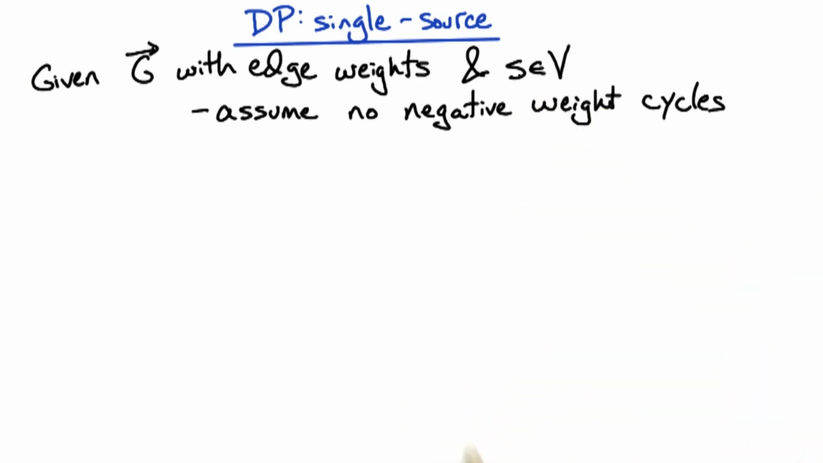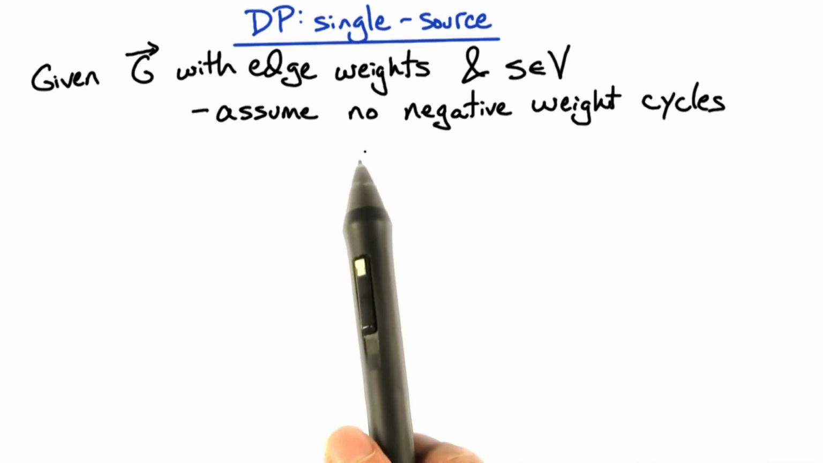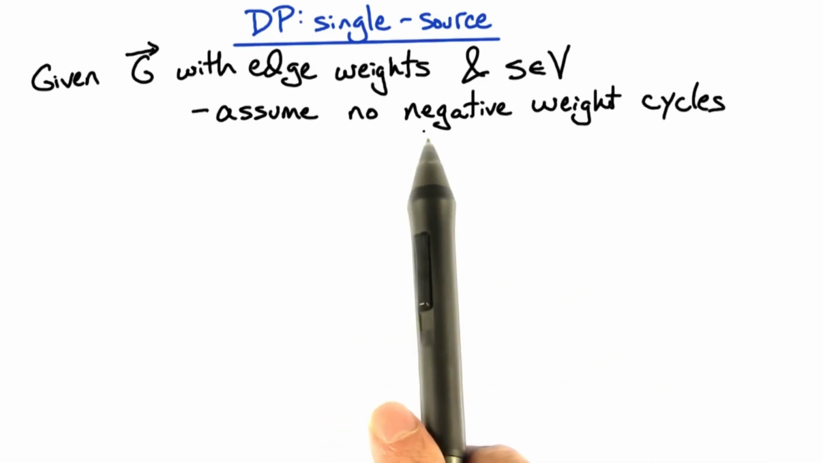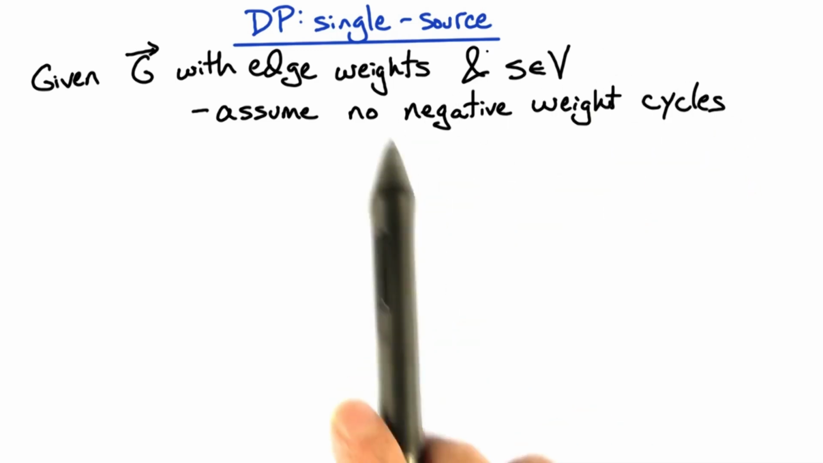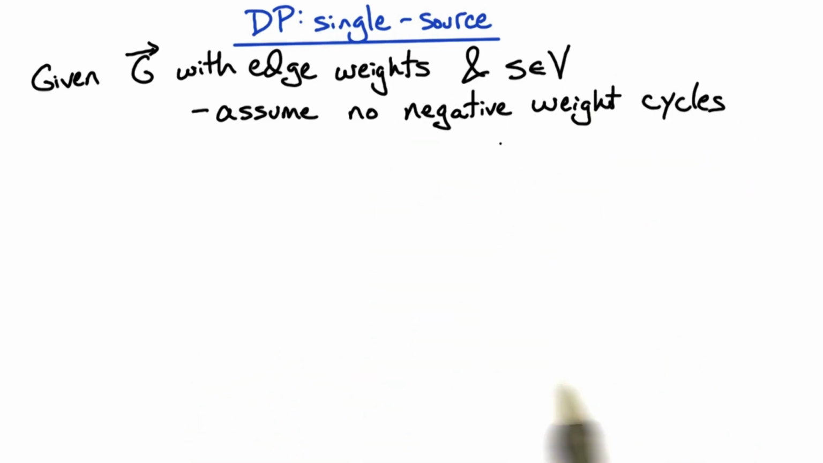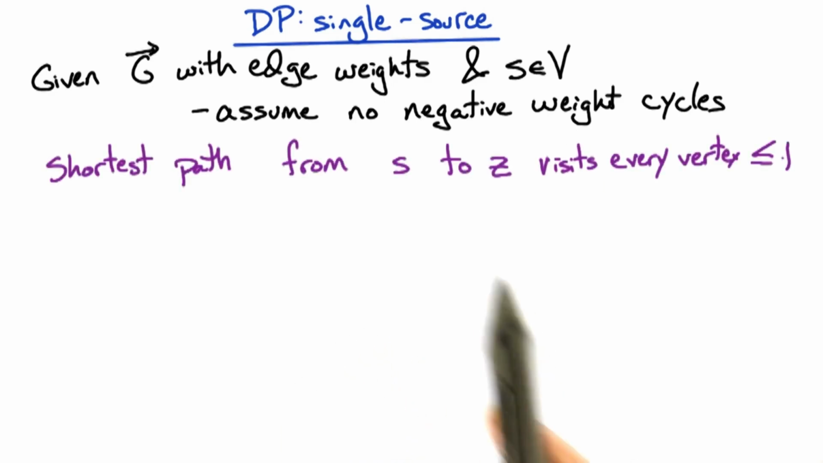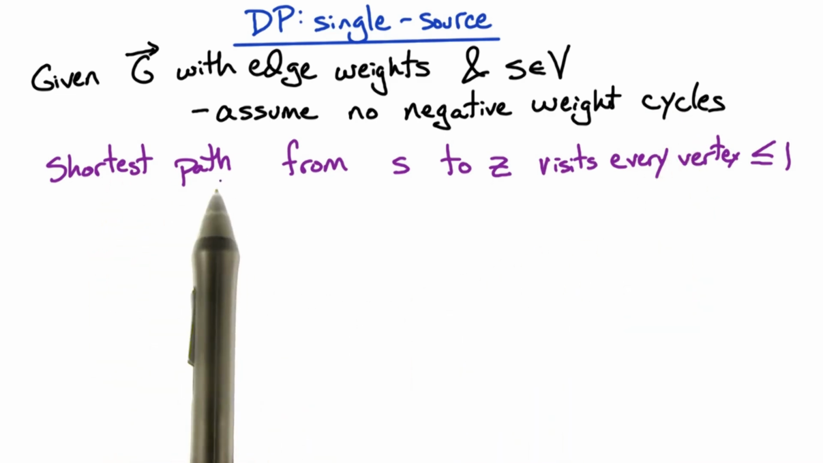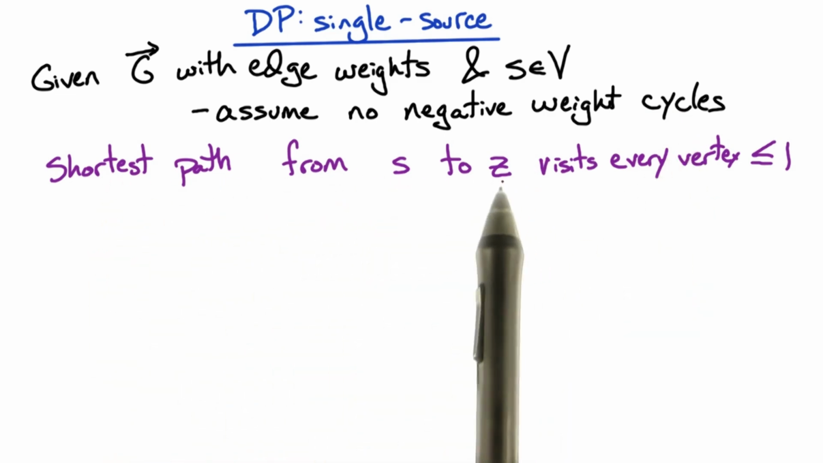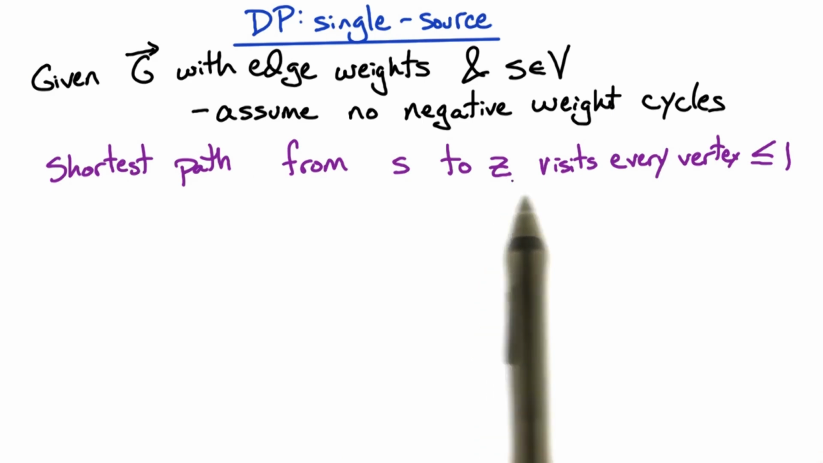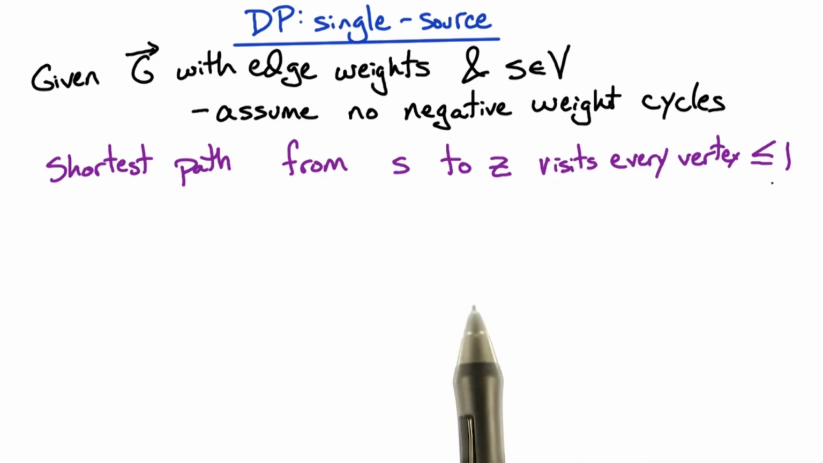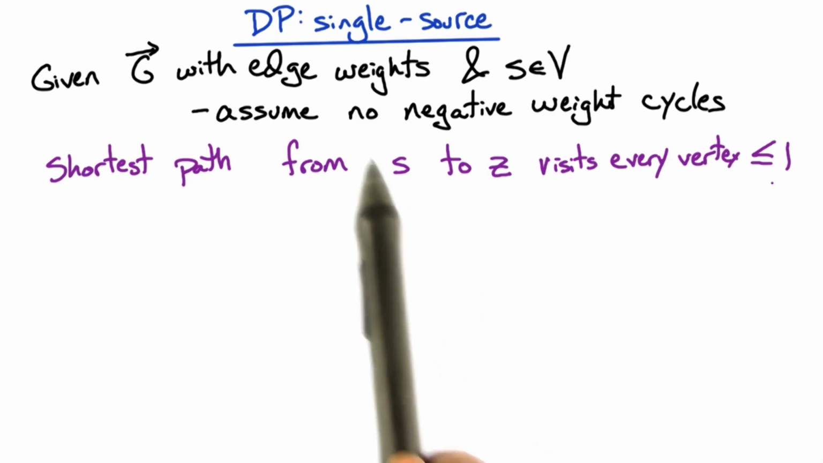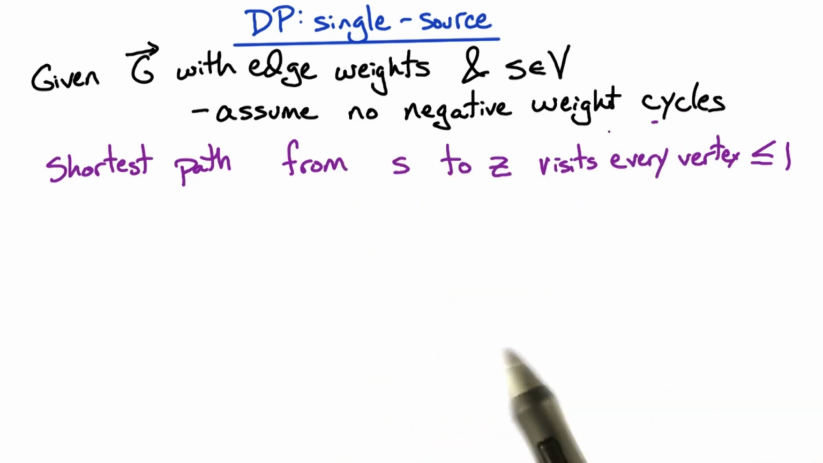We're going to visit every vertex at most once. We'll see how to solve this problem, and then we'll see a slight tweak of the algorithm will detect whether there exists a negative weight cycle or not. But for now, let's assume there are no negative weight cycles in the graph. The problem is well defined. Since there are no negative weight cycles, the shortest path from the start vertex S to any other particular vertex, Z, visits every vertex at most once. There's no reason to repeat a vertex because the cycles all have positive length.